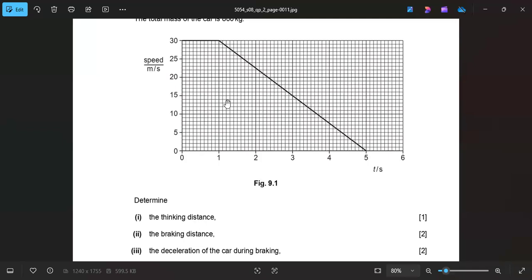And then the braking distance will be the area under this triangle. So it is 30 and then 4 and then multiply with half. So that will be the braking distance.